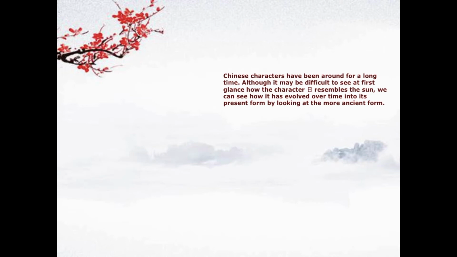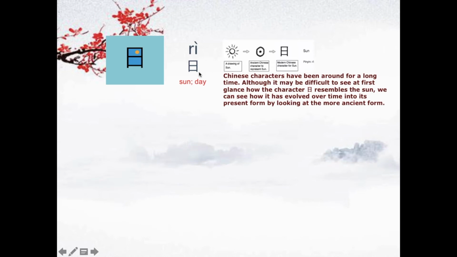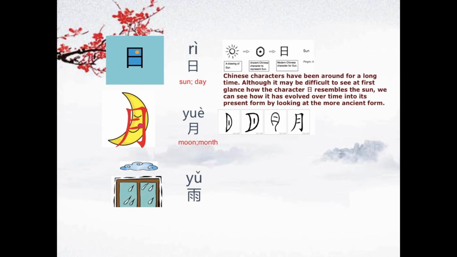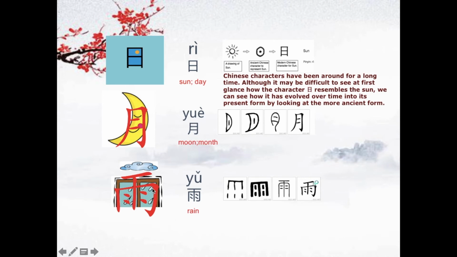For some characters, they may be difficult to see at the first glance. But if you see how it has evolved over time, you will know the meaning. Let's see first, 日, this one means sun or day. The first picture is a drawing of the sun. That's a very, very ancient character. And then the ancient Chinese represented the sun using a circle and a dot. And nowadays, the modern Chinese character for sun looks like that. Same for 月. 月 means moon. So it's just like a sleeping moon. 雨, 雨 means rain. There's a cloud, window, and raindrops on the window.